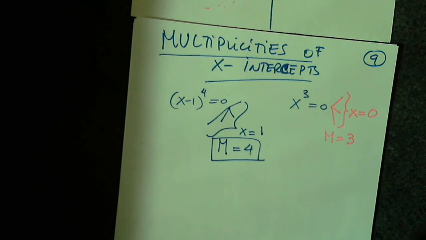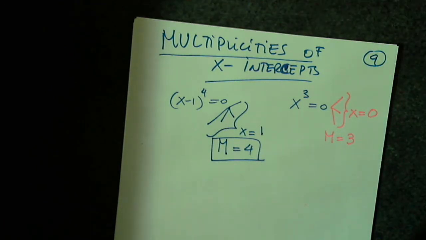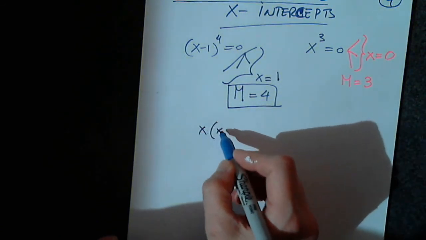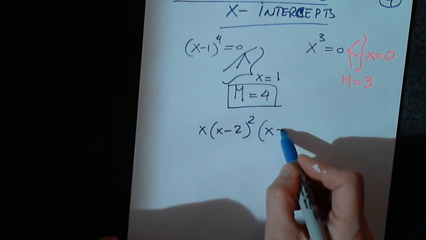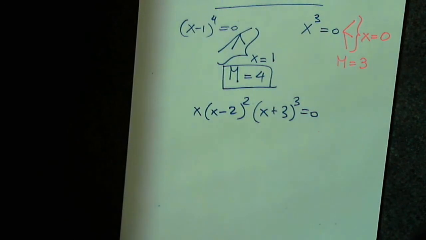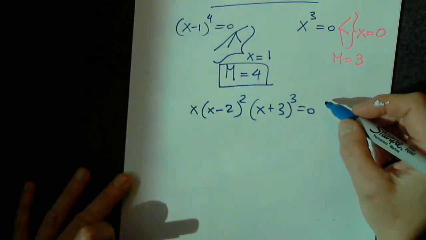Okay, one more example, and then I'll explain what this means about the graph of the function. So let's say I have this function, and I set it equal to 0. X times (x minus 2) squared times (x plus 3) to the 3rd equals 0. What is the degree now? What is the degree of this? How much is degree 1 times degree 2 times degree 3? 6. How many solutions will you give?